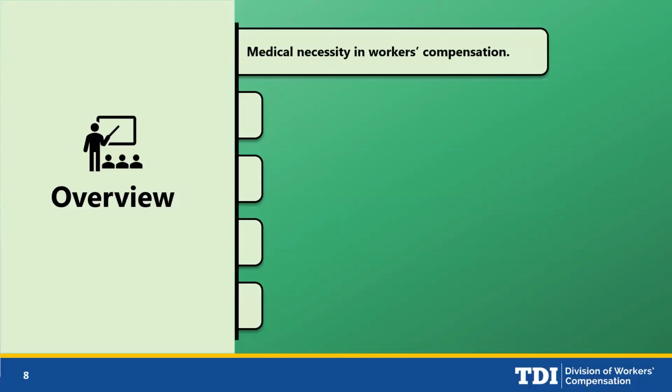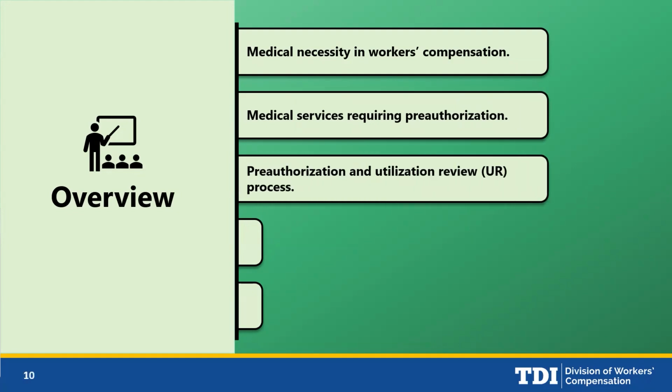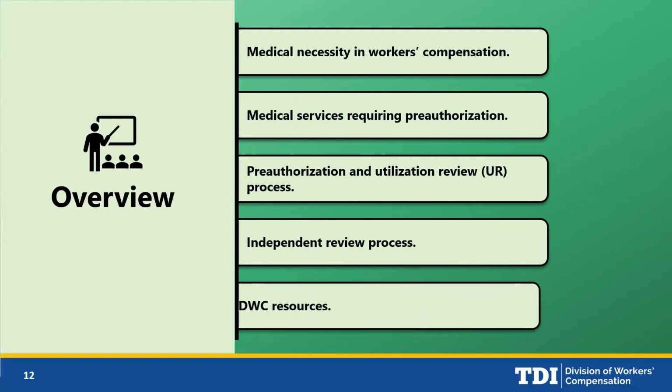An overview of what we're covering today is, first, we'll talk about what does the statute and rules say about medical necessity? Where do you get that language? How do you know how to document what's medically necessary in our system? What services require pre-authorization? We'll go through those. What are the steps to conduct utilization review and request pre-authorization? And then after those steps are completed, going through the independent review organization process, the IRO process. And then our resources, of course.